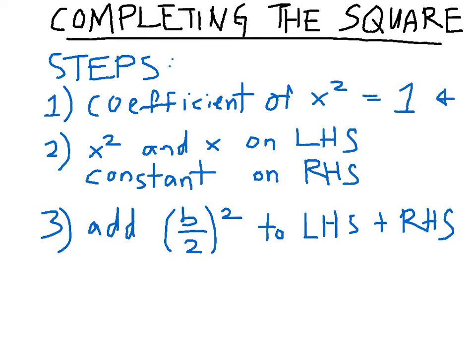equal to 1. The next step that you need to do is to rewrite the equation such that x squared and x terms are on the left hand side and the constant is on the right hand side. And finally, the last step is to complete the square by adding (b over 2) squared to both sides of the equation. Now the quadratic expression on the left is a perfect square.